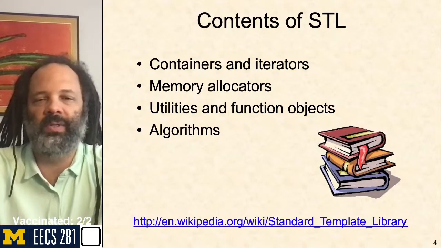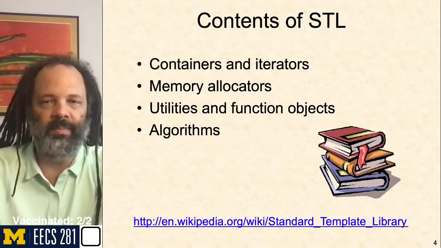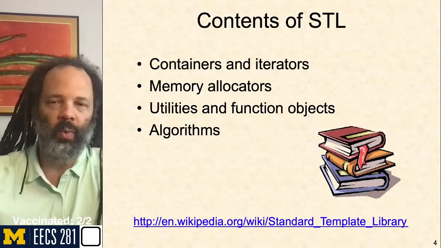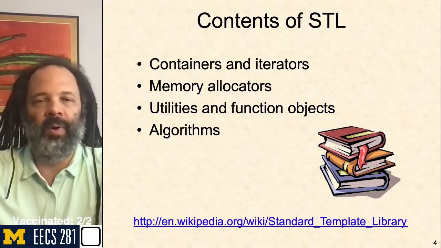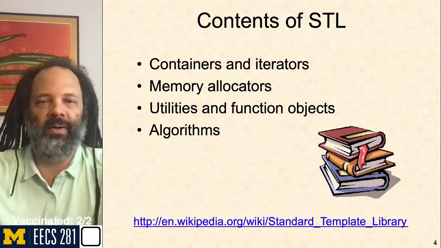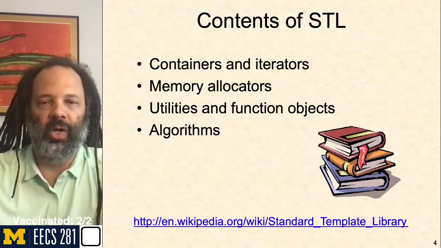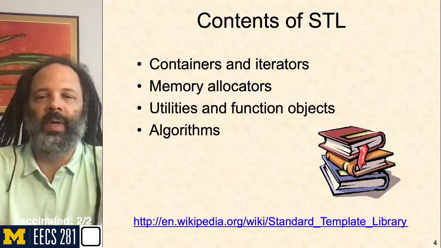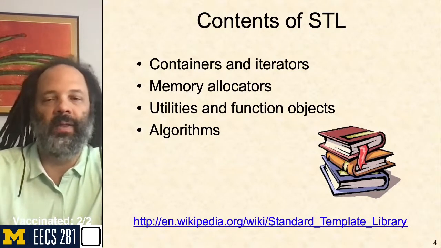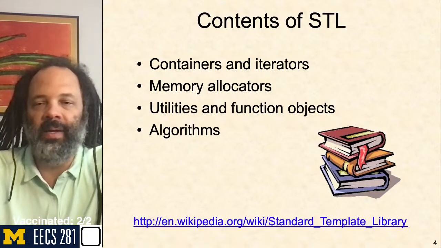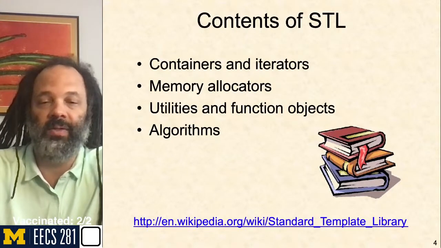It's got containers, of course, and iterators, which is one of the powers of the STL, it uses this iterator concept. There's memory allocators, which allow you to customize how memory gets used if you need to. For the purposes of 281, we won't get into memory allocators at all. The default memory allocators will be just as good as we need them to be for 281. There's utilities and function objects that are part of how the STL works. And there's, of course, algorithms that come in a number of libraries. Most importantly, just the one called algorithm. Include algorithm and you get a lot of good stuff there.